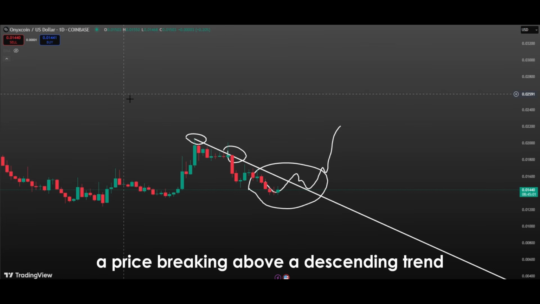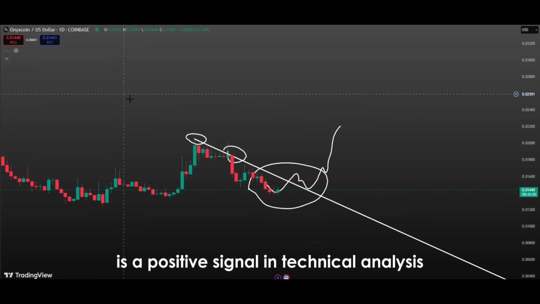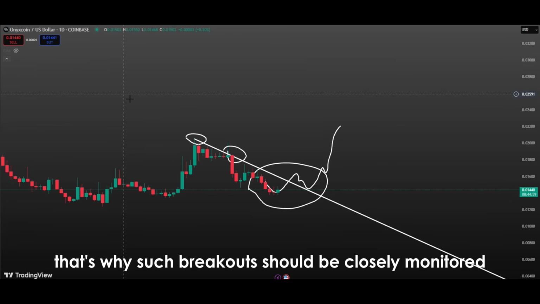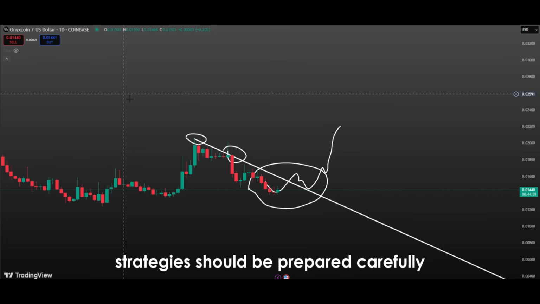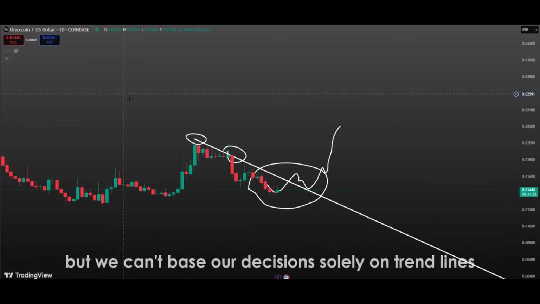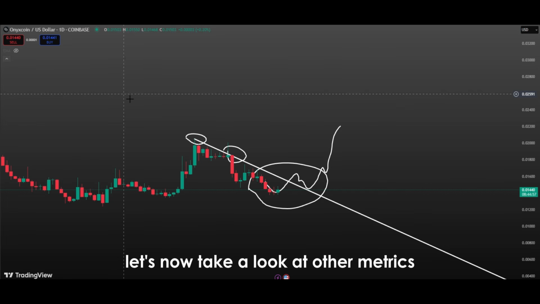A price breaking above a descending trend is a positive signal in technical analysis and holds significant potential for continued upside. That's why such breakouts should be closely monitored, strategies should be prepared carefully, and market dynamics must be continuously followed. But we can't base our decisions solely on trend lines. Let's now take a look at other metrics.